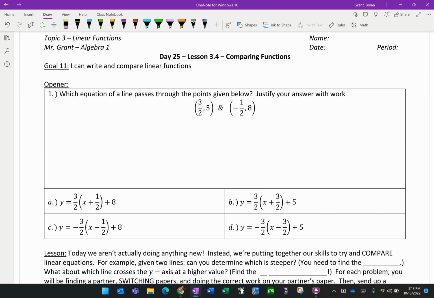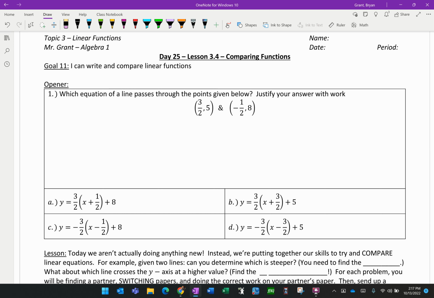This is actually our final lesson in topic 3, and it has the wonderful title Comparing Functions. We know when we compare two things, we look for similarities or differences. And before we get started comparing functions, we're actually going to do a quick opener to remind you of a few important key concepts about functions.